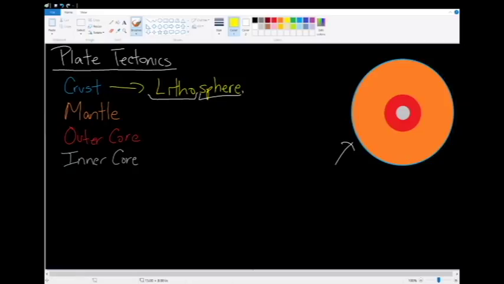So when we talk about the lithosphere, that's the section where we live, right? The lithosphere is made out of solid rock for the most part, right? So it's solid, but it is made out of those chunks, and we'll get there in a little bit.